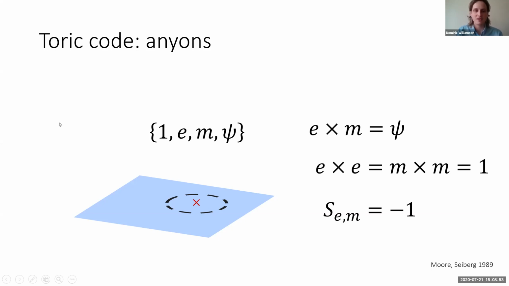And they're called anyons because although E and M are both bosonic with themselves, and psi is fermionic with itself, if you braid E around M, a full braid, you get a -1 phase factor, which you would not get for bosons or fermions, which I've just indicated with this S at the bottom there.